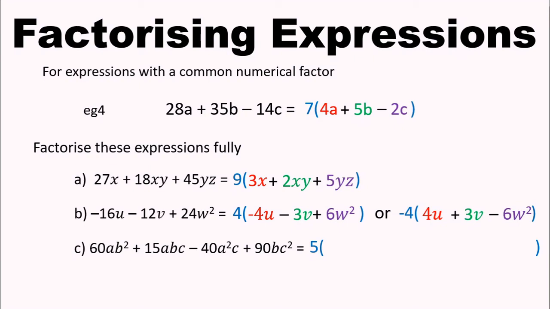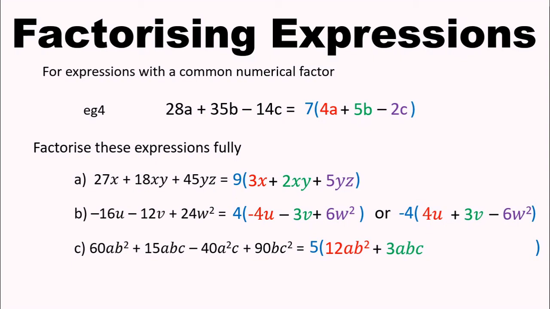pairs inside. If I did 60ab squared divided by 5, I would have some number, ab squared. 60 divided by 5 is 12. Or if you prefer to think 5 times 12 is 60. So 12ab squared. The next term, 15abc, if I divide by 5, number divided by number, 15 divided by 5 is 3. So that would be positive 3abc.